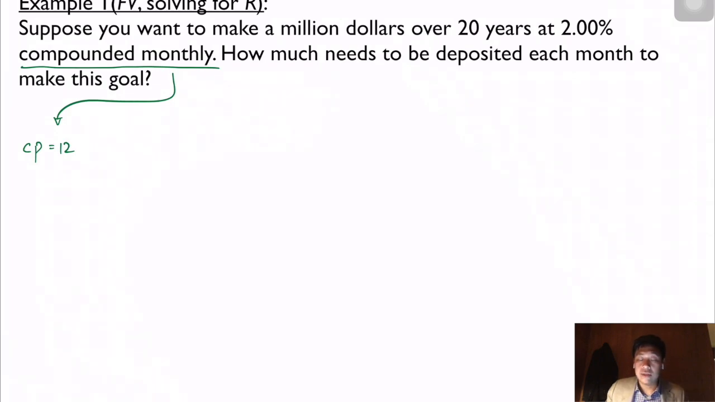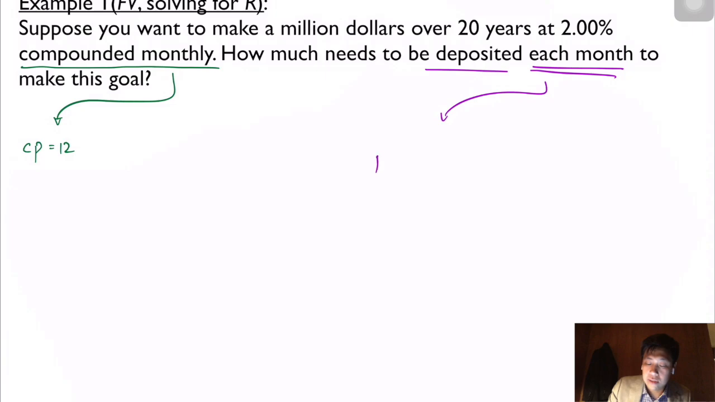Now, how do you know whether this is one having to do with a regular compounding period or an annuity? And that is this right here, the second sentence, or the question itself. How much needs to be deposited each month? If it would have said single deposit, then it would have been a compounding period problem. Since this is recurring payments or recurring deposits, or deposits that are happening each month, you know immediately that this will be the formula that we just introduced. So it's the annuity solving for R for future value.